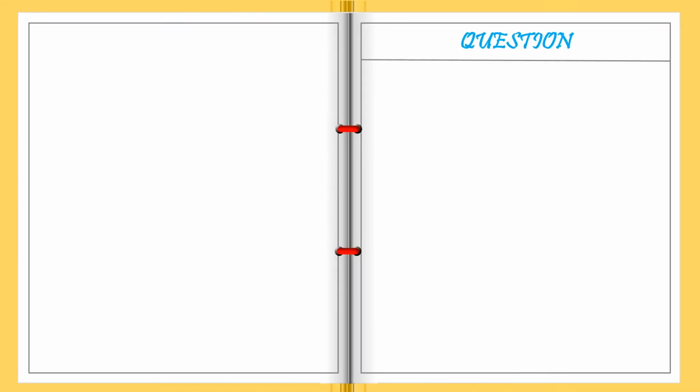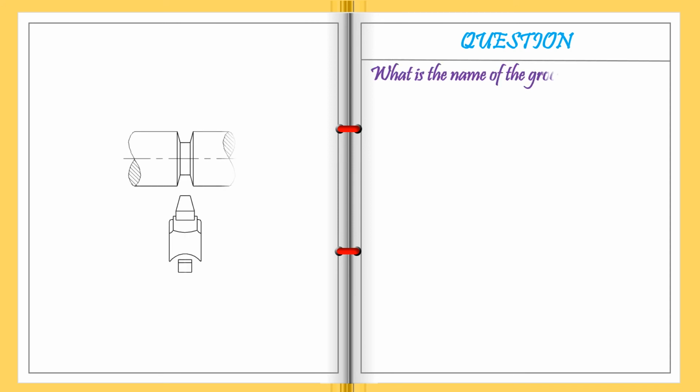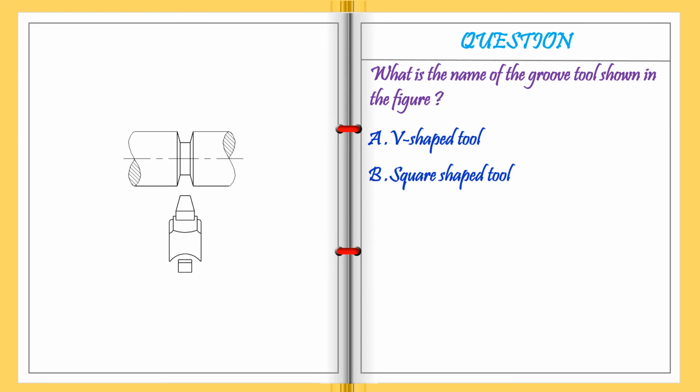Let's test our knowledge gained from the topics we came across till now. What is the name of the groove tool shown in the figure? Option A, V-shaped tool. Option B, square-shaped tool. Option C, round-shaped tool. Option D, pentagon-shaped tool. Your time starts now.